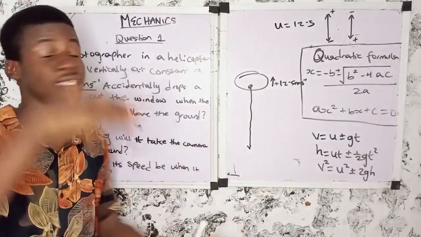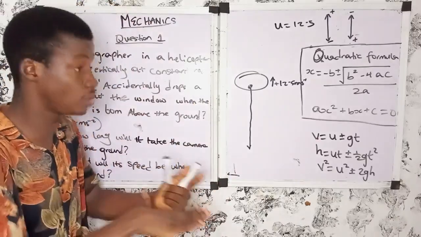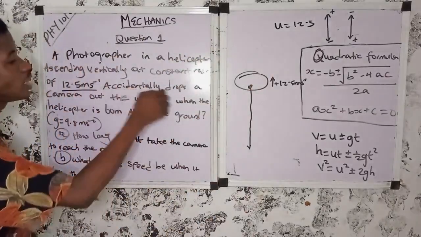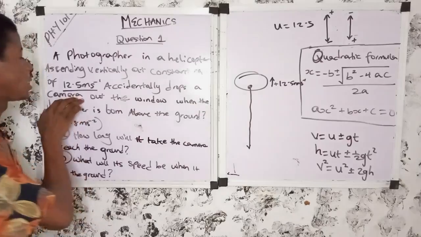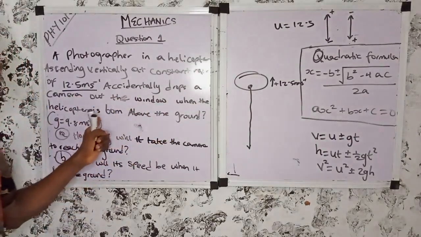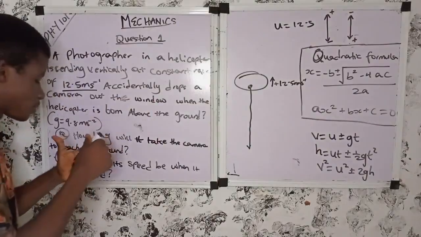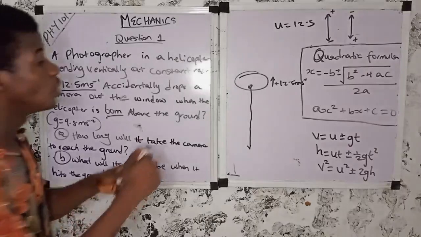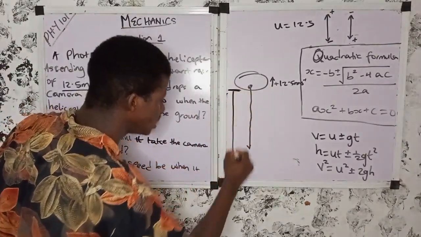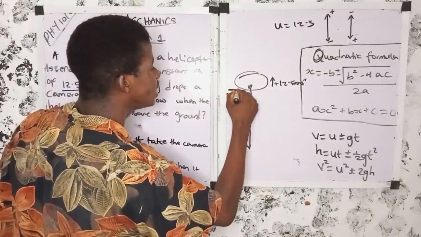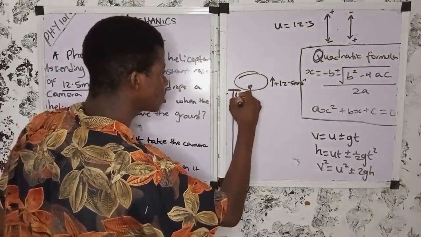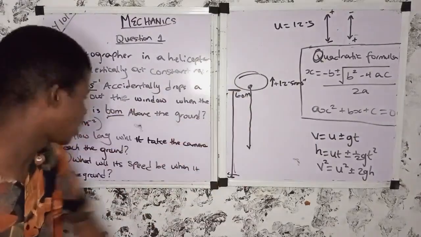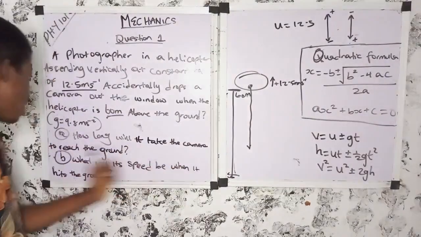When you drop something, does it go up or down? It usually goes down, right? So the camera is falling down. It accidentally drops the camera from the window when the helicopter is 60 meters above the ground. Let's say this is the helicopter and this is the ground. The helicopter is only 60 meters above the ground. How long will it take the camera to reach the ground?